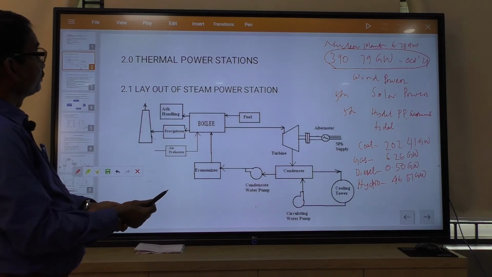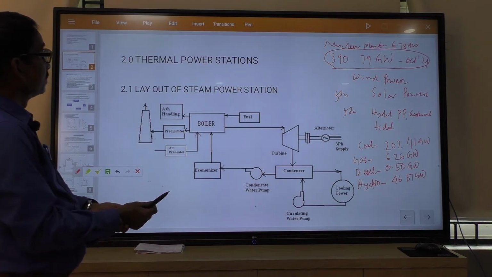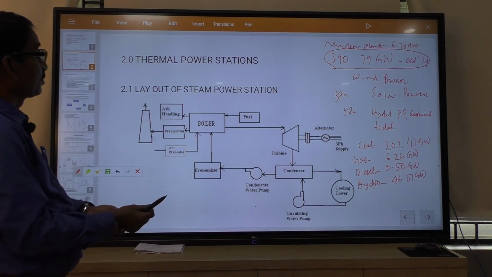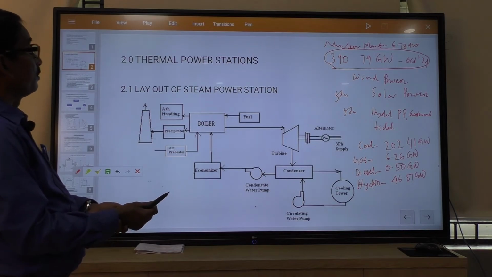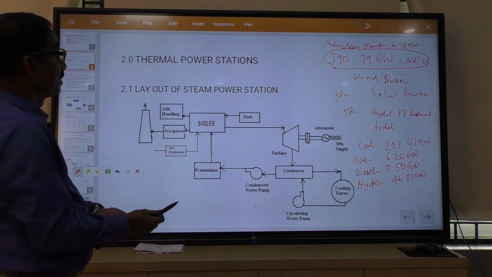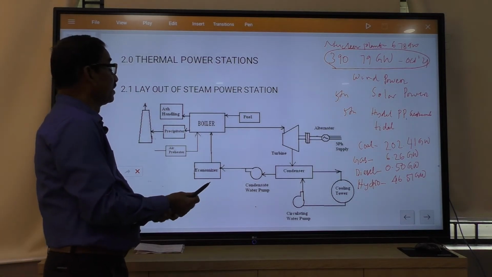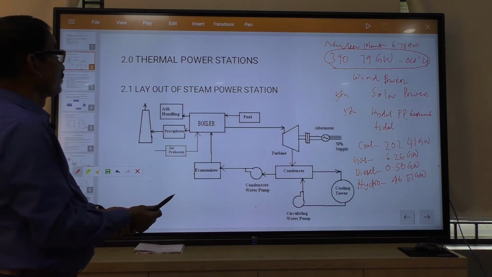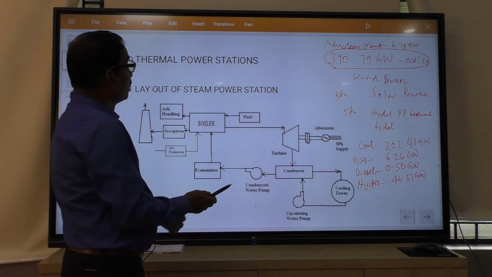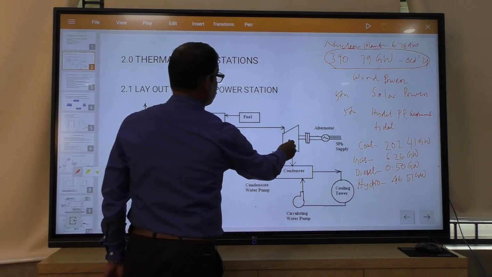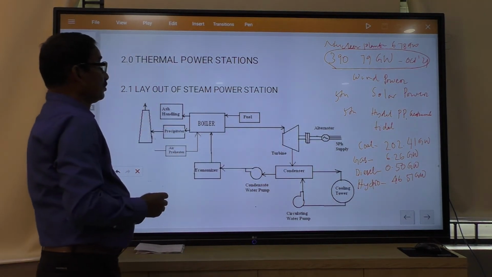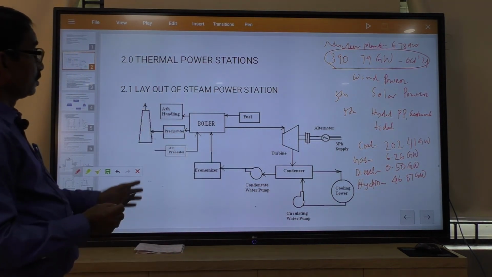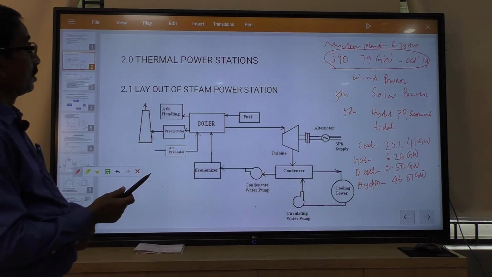That enthalpy is reduced after expansion, and after expansion we get the work done. That means the heat energy is converted to mechanical energy in the turbine. This turbine is known as the prime mover. We'll read details in the turbine.